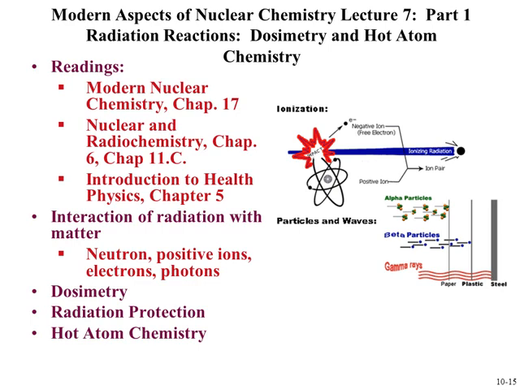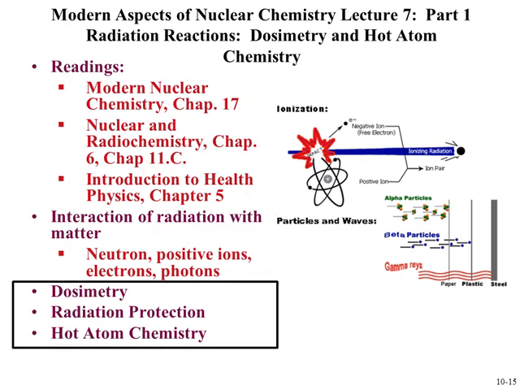This concludes part 1 of lecture 7, where we discussed interactions of radiation with matter. Please continue with part 2, where we'll discuss dosimetry, radiation protection, and hot atom chemistry.